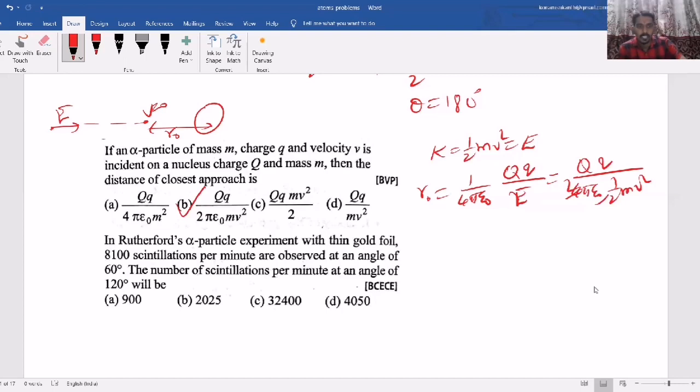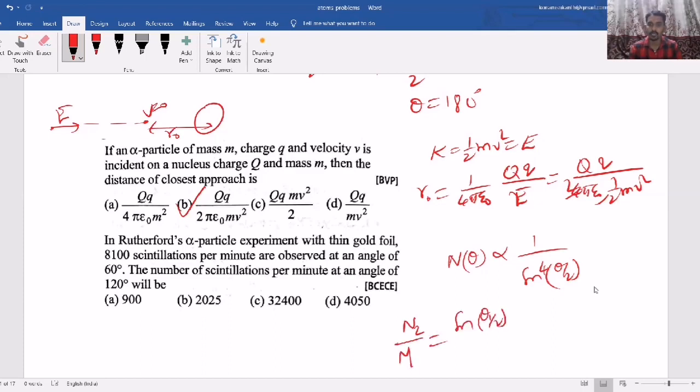Now another question. In Rutherford's alpha scattering experiment with thin gold foil, 8100 scintillations per minute are observed at an angle of 60 degrees. That means the number of particles scattered, N(θ), is proportional to sin⁴(θ/2). So at an angle of 60 they have given N1 and they are asking N2 at an angle of 120. That means N2/N1 is (sin(θ1/2) / sin(θ2/2))⁴.